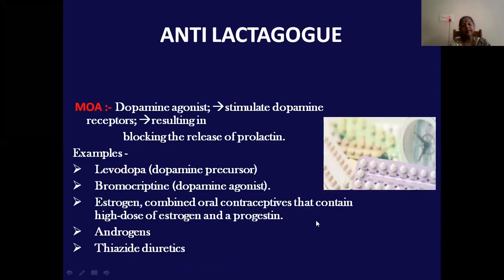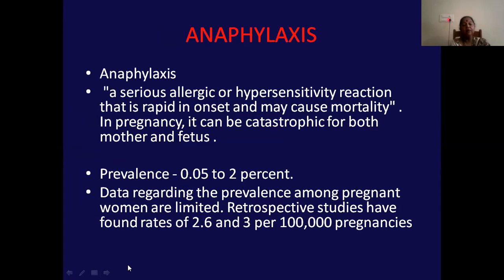Now about milk suppression, the mechanism of action is dopamine. These drugs act as dopamine agonists, stimulating dopamine receptors and resulting in blocking of the release of prolactin. So these are the anti-lactagogue drugs: levodopa, bromocriptine, estrogens, androgens, and thiazide diuretics.